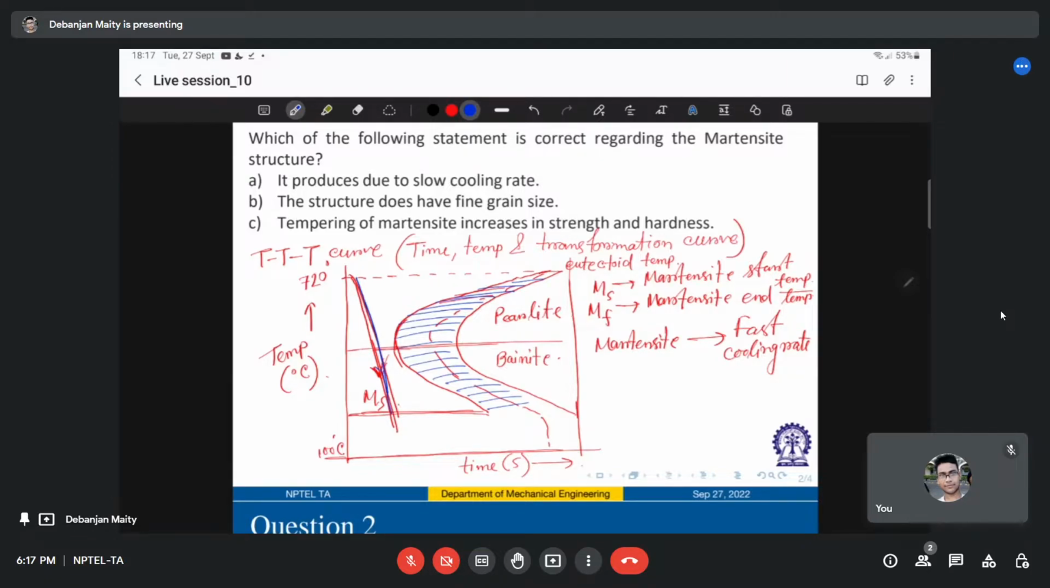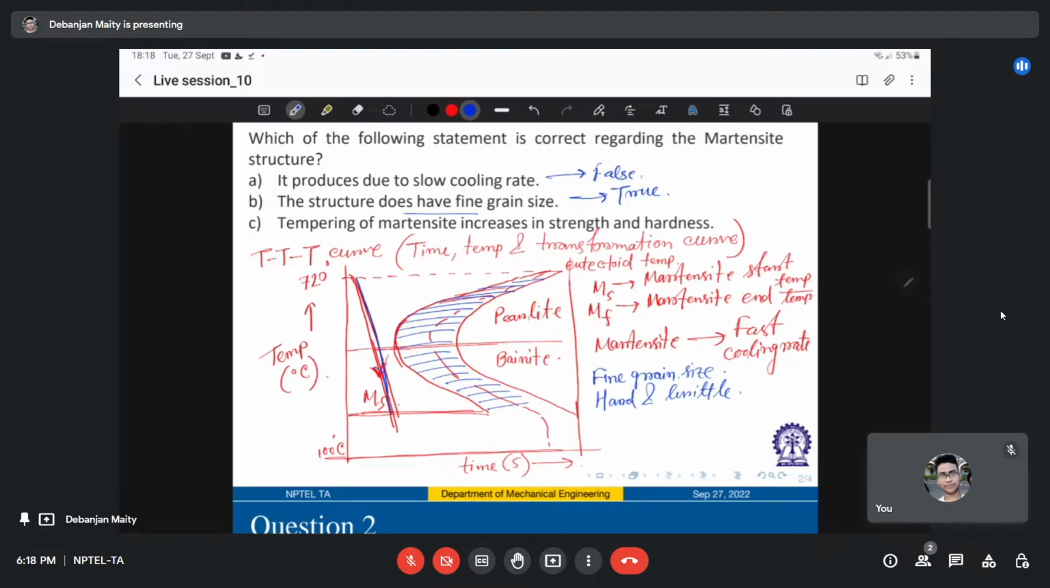Now, this martensite basically has a very fine grain size, and it is very hard from a structural property perspective, hard and brittle. So the first statement was telling that it is produced due to slow cooling rate. Of course this is false. The structure does have fine grain size. Yes, the structure has fine grain size due to rapid cooling.